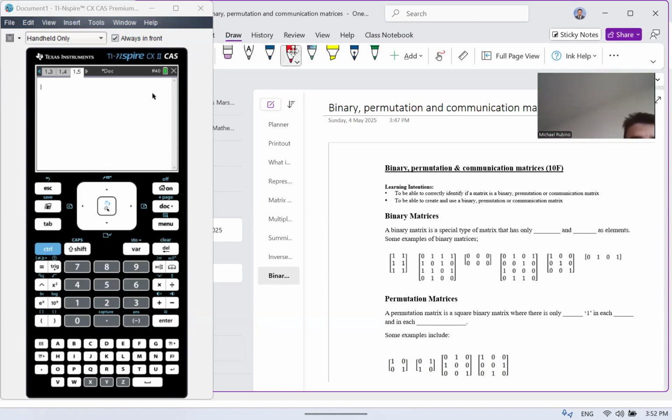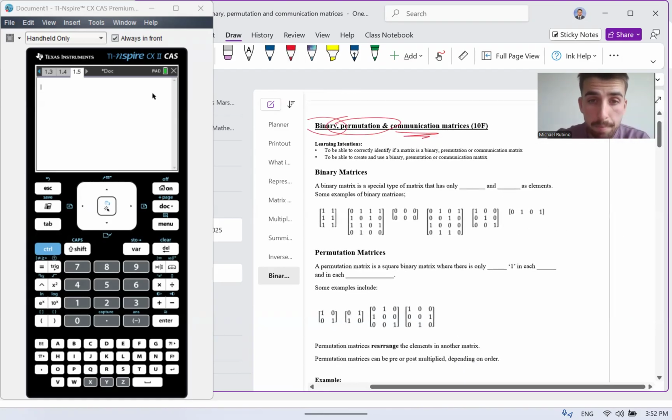Today, we are just going to do binary matrices and something called permutation matrices. We will look at communication matrices next week, when I'm back with you, most likely on Monday. So let's get into binary matrices.